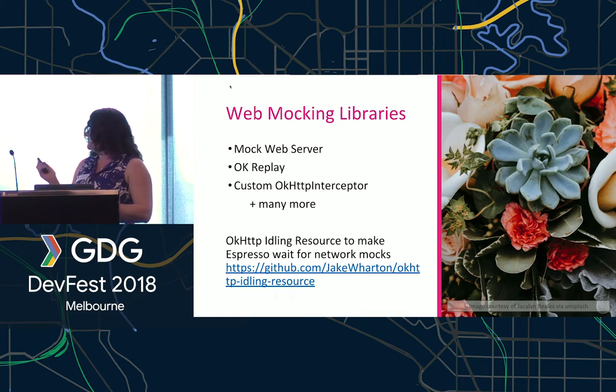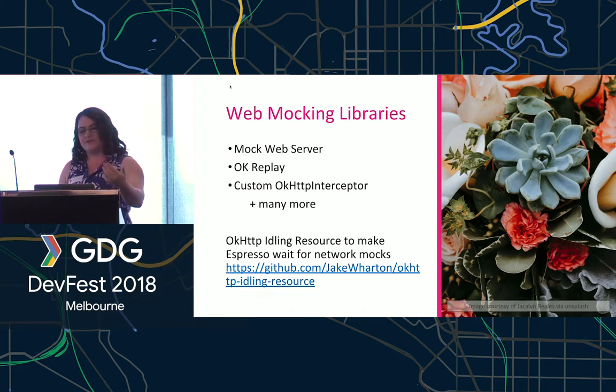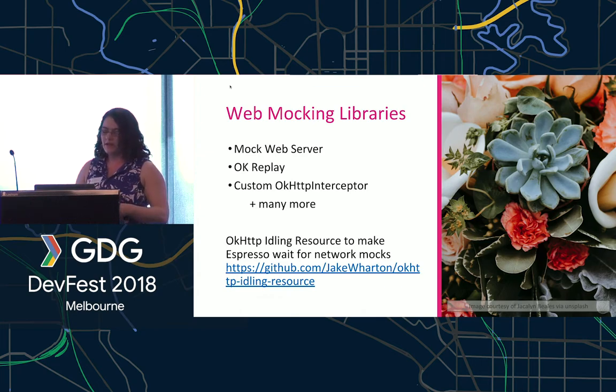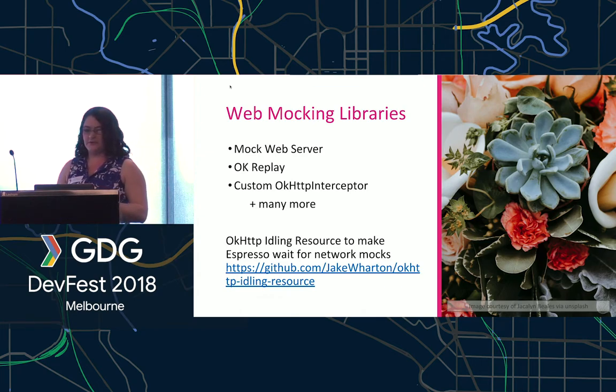But what you will want to use is OK HTTP idling resource. That's a library that automatically gets Espresso to wait for your network call to return so that you don't have to do Thread.sleep or try again until it's on the UI. It'll just stop the test, wait for the network call to come back, and then keep going. And it's like 2 lines of code, so I'd really recommend it.